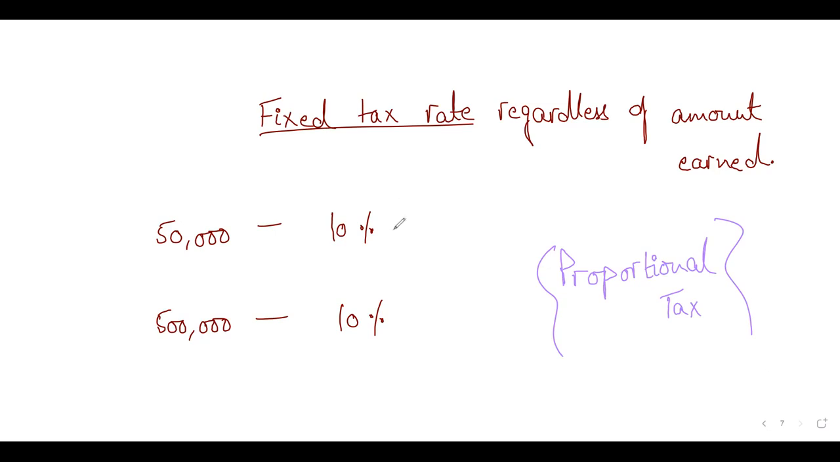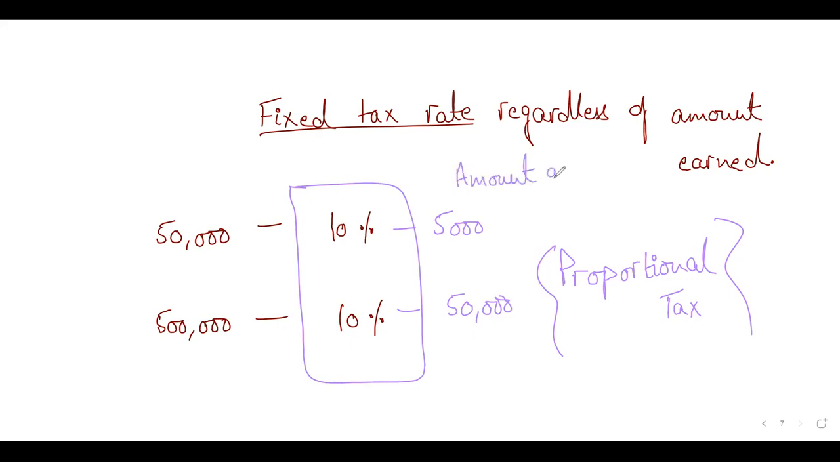Just calculate the amount. What is 10% of 50,000? 5,000. What is 10% of 5 lakh? 50,000. Yes or no? Now the idea is that even though the tax rate is the same, the amount of tax paid is more for the rich compared to poor people. Am I making sense? So proportional taxes are also more of a burden on the rich.